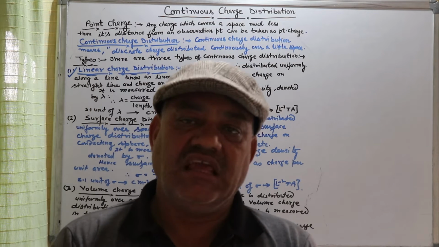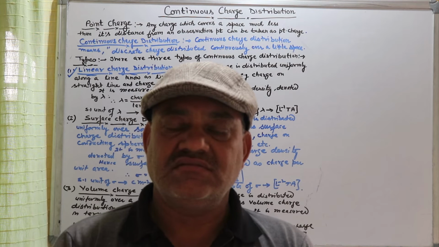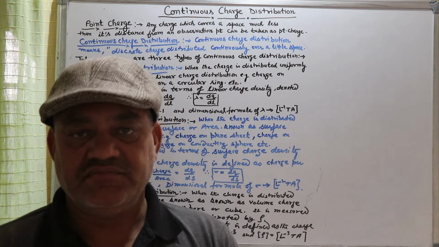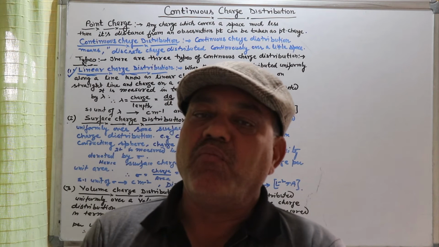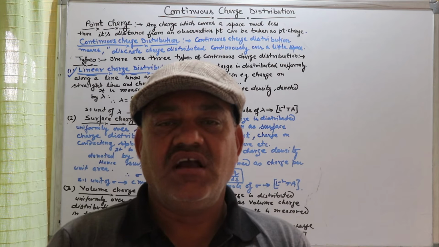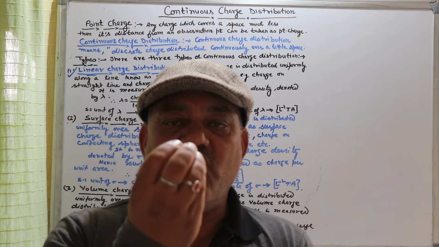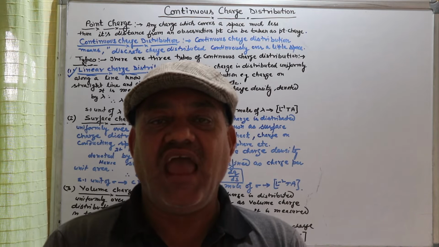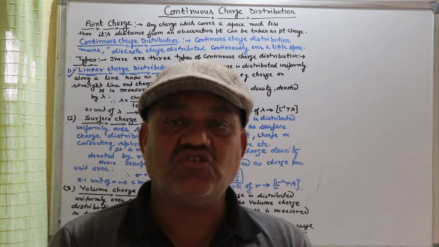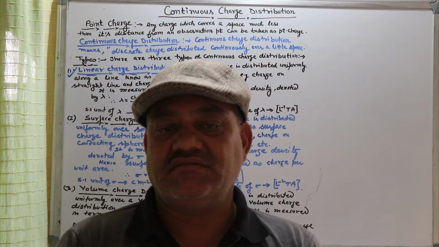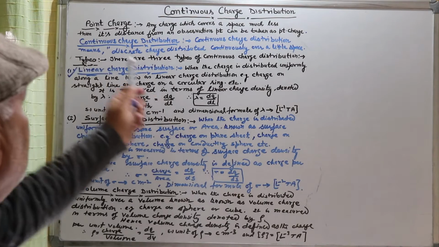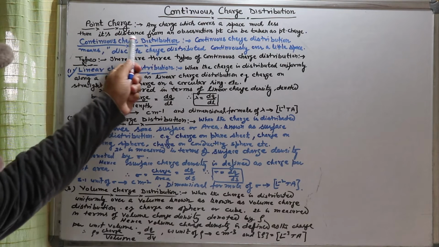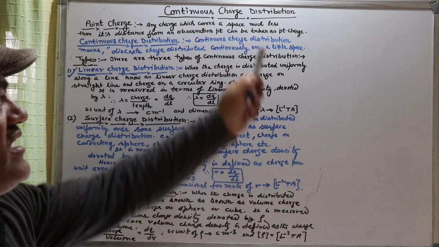Now, इसके बाद एक और important definition, that is what is point charge. Point charge क्या होता है? Point charge is that charge which occupies a very small space, very less as compared to the distance of it from the point of observation. Again listen, what is point charge? Any charge which covers a space much less than its distance from an observation point can be taken as a point charge.